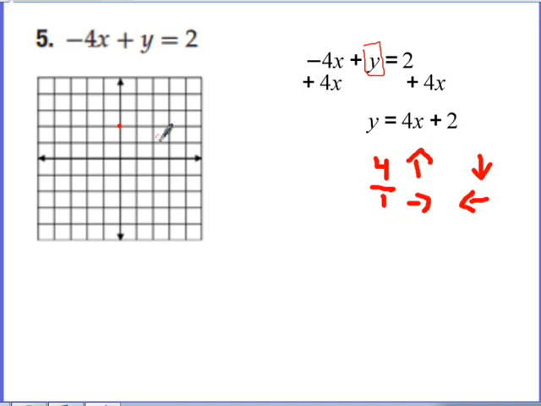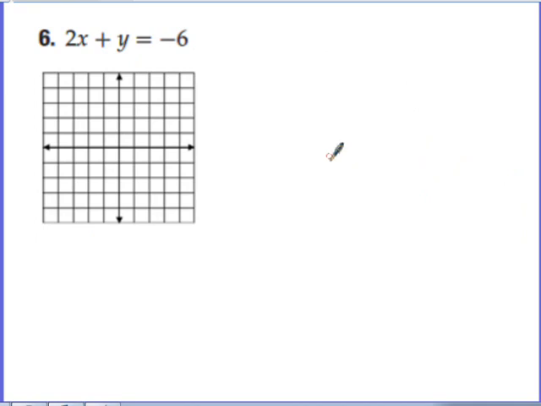Or I can go down 4 and left 1. We can always reverse the direction. So if I go up 4, that's going to take me off the graph, but that's okay. 1, 2, 3, 4 over 1. And then I can also go down 4, 1, 2, 3, 4, and left 1. And there are 3 points that I can connect. And you will do it in a perfectly straight line, so please excuse my crooked ones.